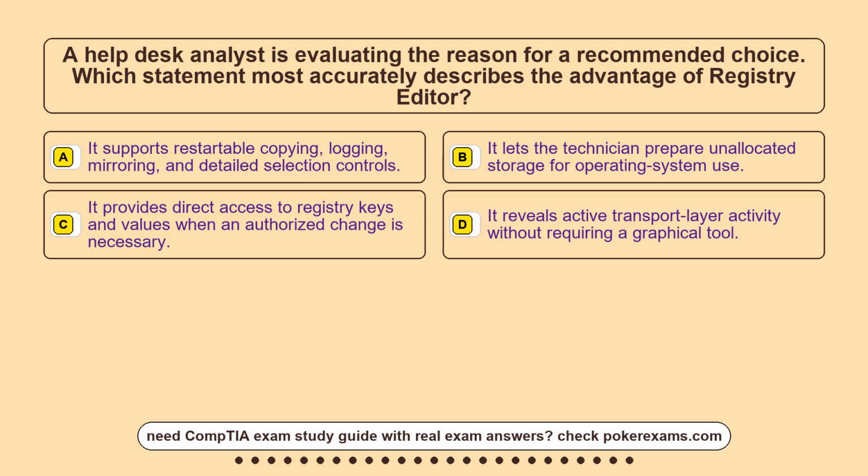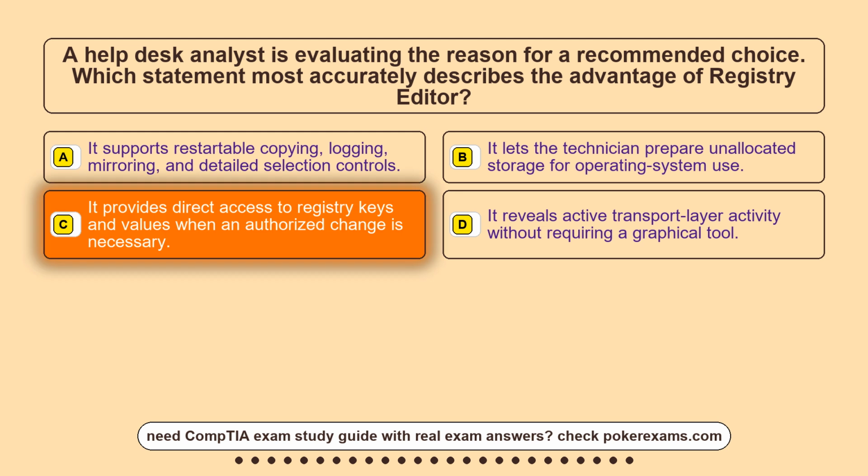Question 2. A help desk analyst is evaluating the reason for a recommended choice. Which statement most accurately describes the advantage of Registry Editor? Option A. It supports restartable copying, logging, mirroring, and detailed selection controls. Option B. It lets the technician prepare unallocated storage for operating-system use. Option C. It provides direct access to registry keys and values when an authorized change is necessary. Option D. It reveals active transport-layer activity without requiring a graphical tool. The correct answer is option C.